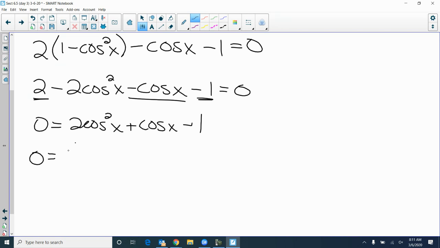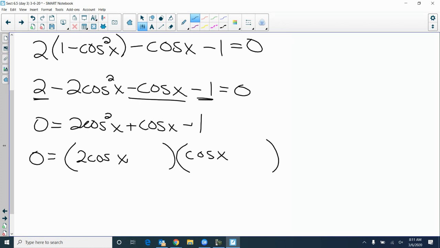And just to save a little time, I'll just go through it. We'll start with 2 cosine of x. What do your signs have to be if it ends with a negative 1? There have to be one positive and one negative. Okay, you just have to figure out where the plus goes.